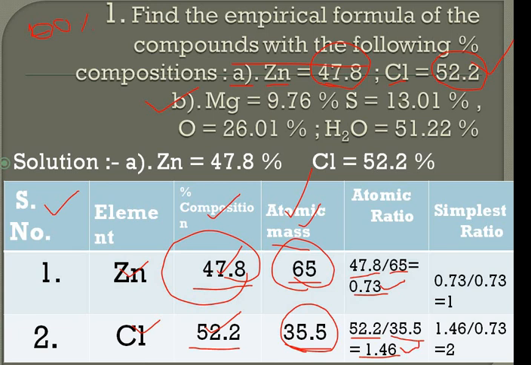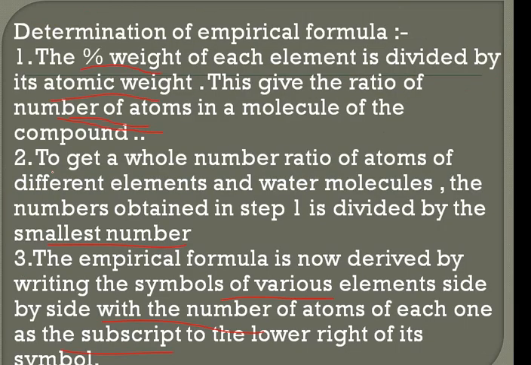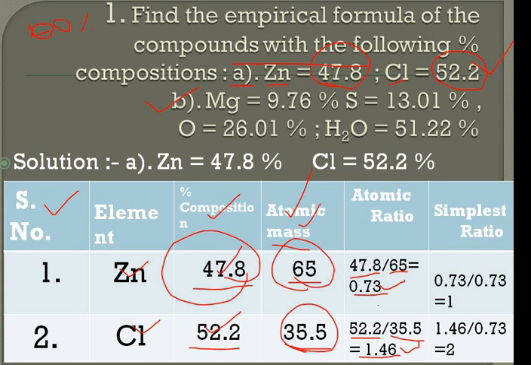Now after completing this first step, come to the second step. It says to get a whole number ratio of atoms of different elements. The numbers obtained in step 1 are divided by the smallest number. The numbers obtained in step 1 are 0.73 and 1.46. Out of 0.73 and 1.46, which one is the smallest? Obviously 0.73. Then divide both atomic ratios by 0.73, right?